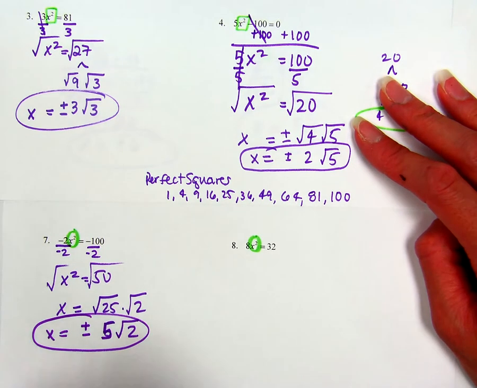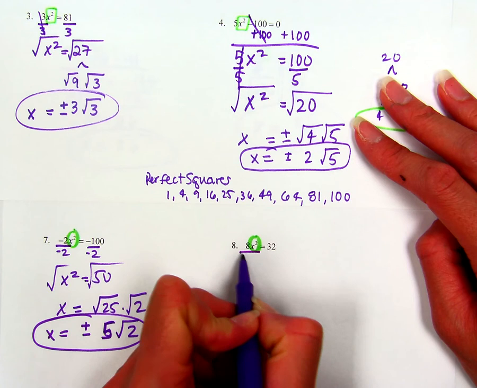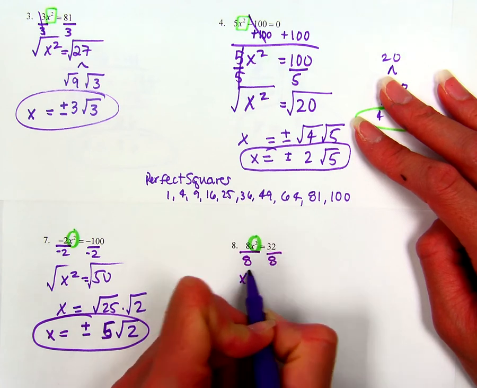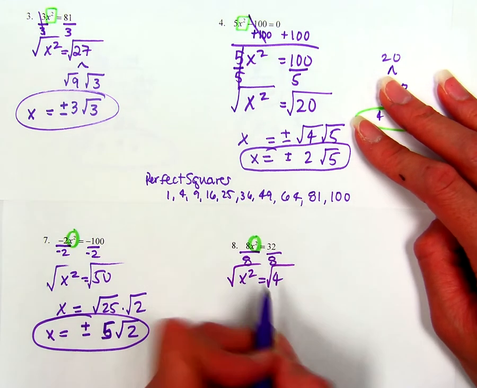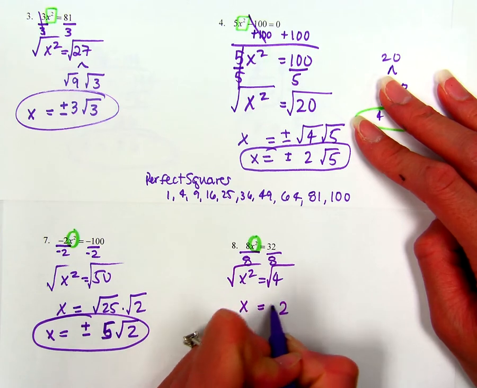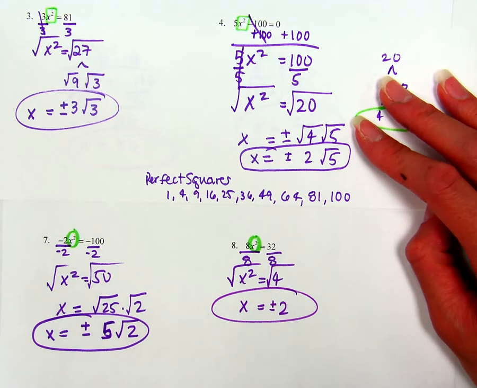All right, last problem. I have an 8. How do I undo that? I divide. So x squared equals 4. And if I square root 4, that should be a perfect square, so that gives me 2. And the final answer is plus or minus 2.